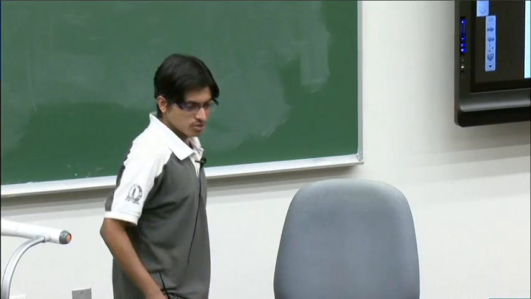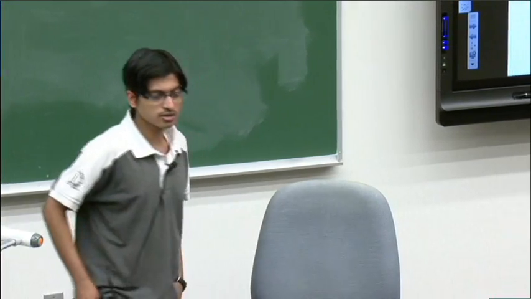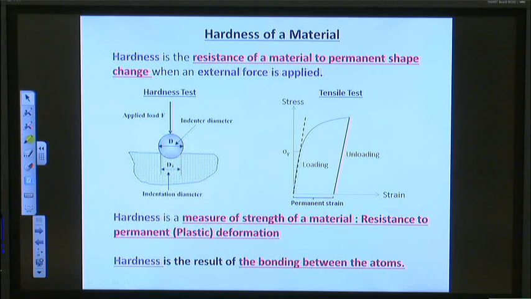So, here I start my first lecture, and the first slide is on what is the hardness of a material. Hardness is the resistance of a material to permanent shape change. The key word is permanent shape change when an external force is applied.